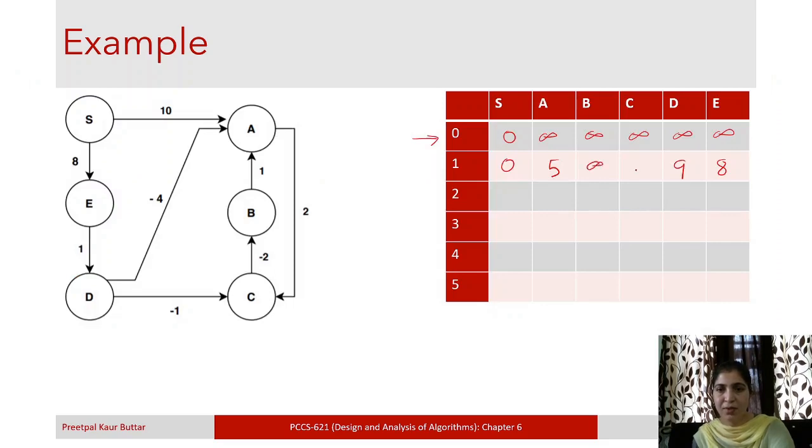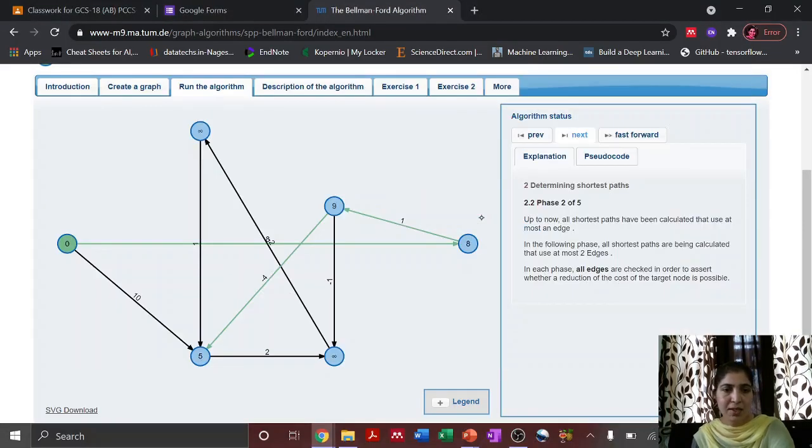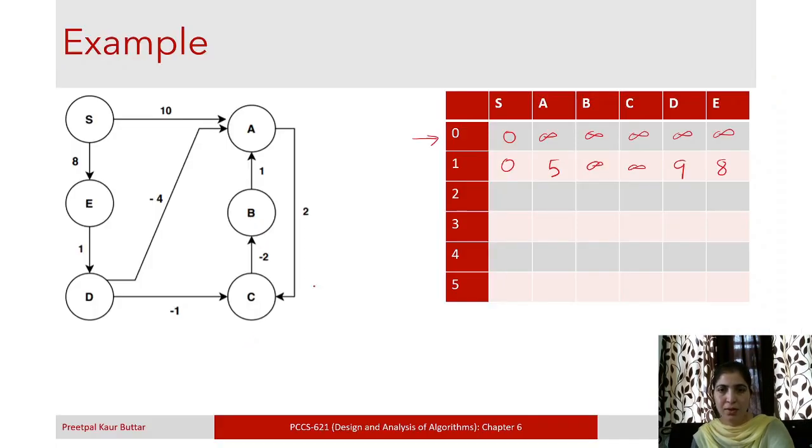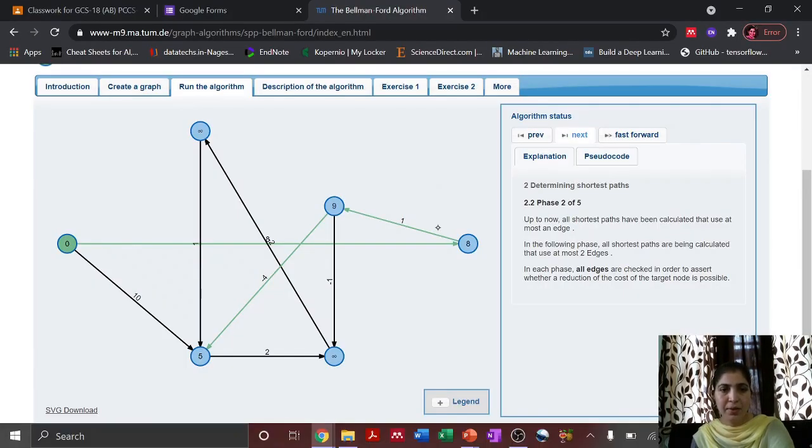This is also infinity, this is also B and C. I think there is a 5 also. Yeah, this is A. Okay, all the others are infinity. This and this, they are infinity. So this is the first phase. We have completed the first iteration.